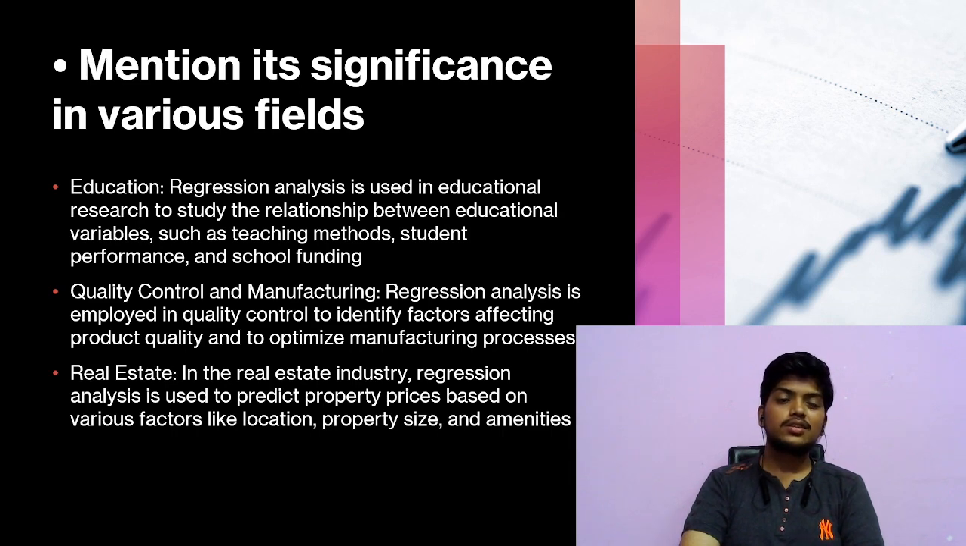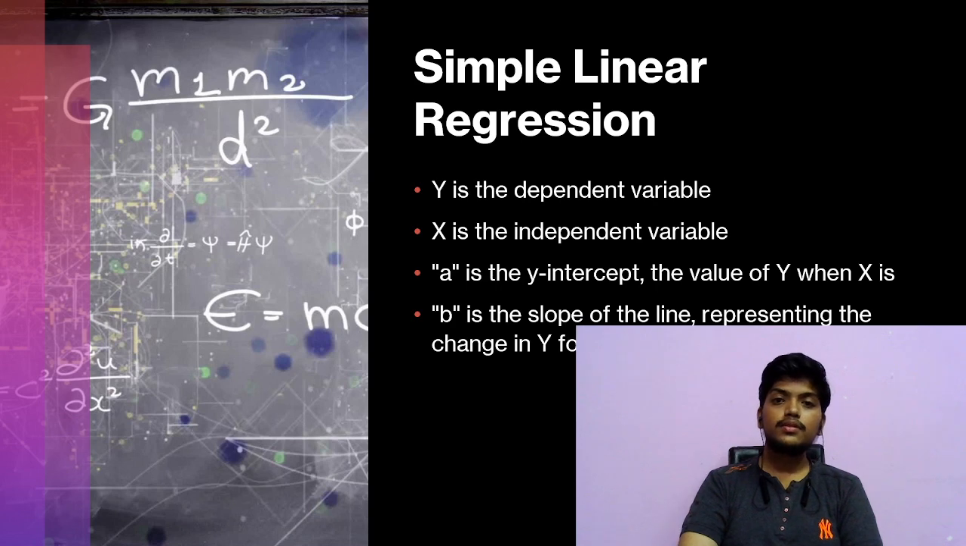In education, it's used to study the relationship between educational variables such as teaching methods, performance, and school funding. In quality control and manufacturing, it is employed to identify factors affecting product quality and to optimize the manufacturing process. In real estate industries, regression analysis is used to predict property prices based on various factors like location, property size, and amenities.